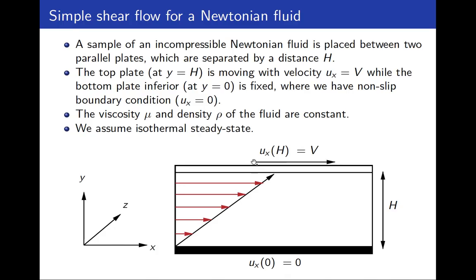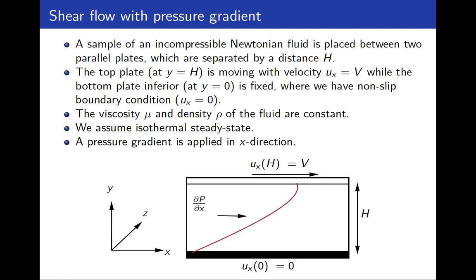The top plate is moving in the x direction, towards this direction, with a velocity u_0. These two plates are separated by a distance H. And we will assume that the viscosity of the fluid and the density are going to be constant. We also assume isothermal steady state. That means that the temperature is going to be constant, and we do not care about the temporal terms. We only care about the solution once steady state is reached, when the system no longer depends on time.